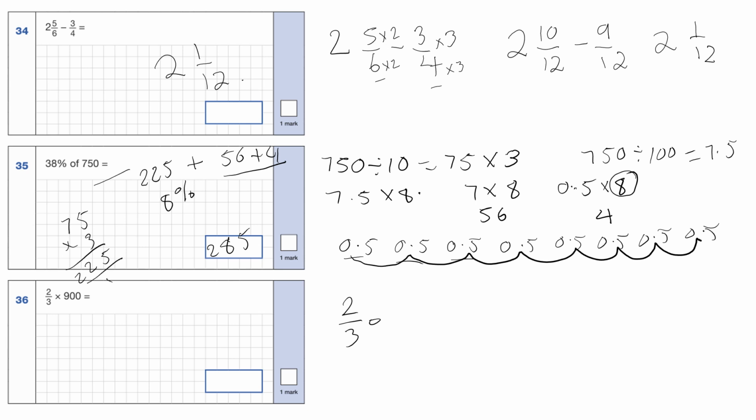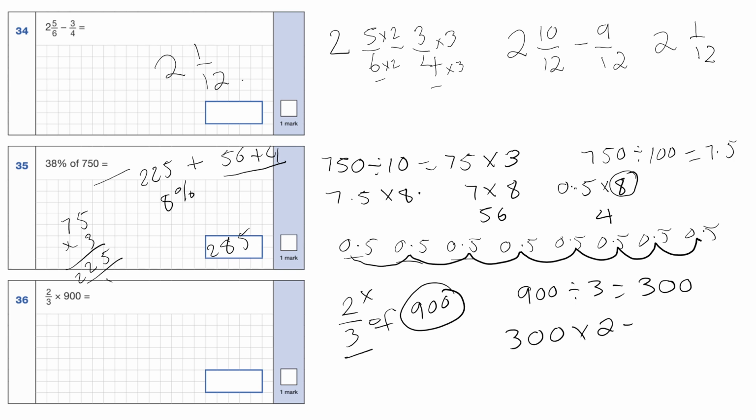2/3 of 900. When you have to find a fraction of an amount, take your amount, we divide by the denominator and multiply by the numerator. 900 divided by 3. 9 divided by 3 is 3. So it's 300. And we do 300 times 2. And there's our answer, it's 600.